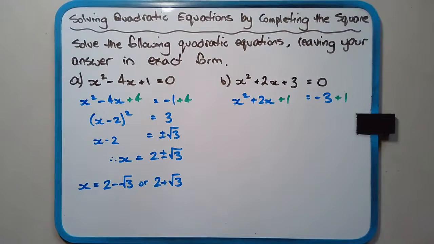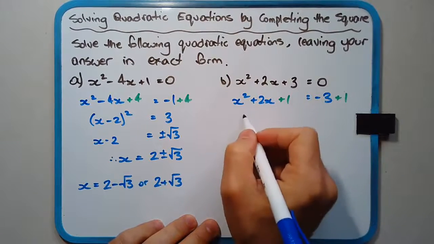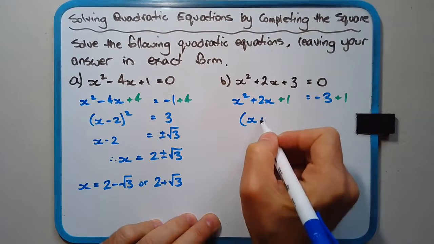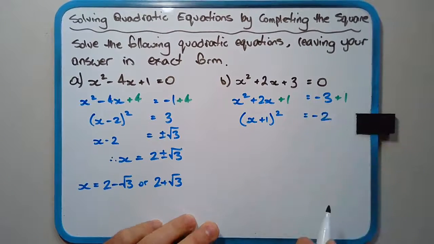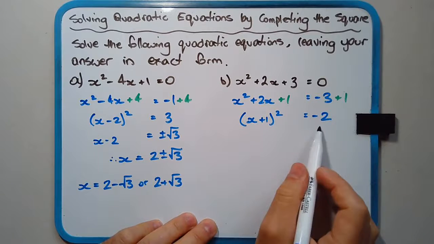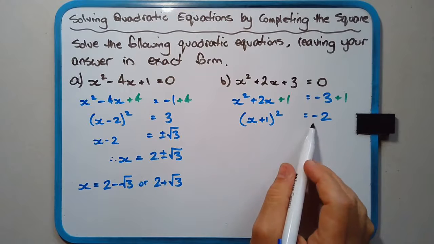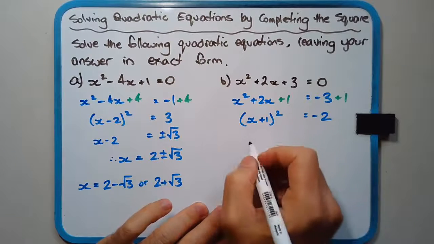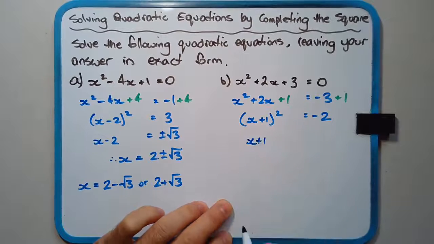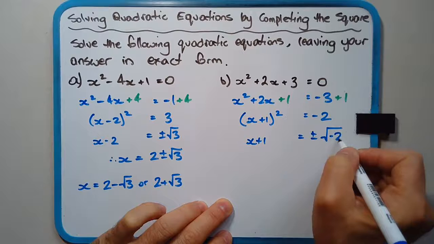You can probably already see that we're going to have a bit of a problem now on the right-hand side. So this is the perfect square: (x plus 1) all squared is equal to -2. Now we're going to take the square root of both sides, and you probably know by now that your calculator will probably struggle with the square root of a negative number. Let's just persevere with it though and see what happens. So x plus 1 is equal to plus or minus the square root of -2.